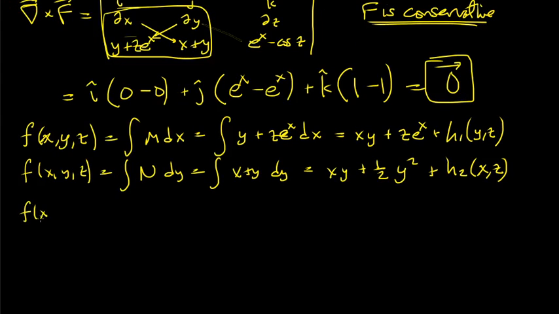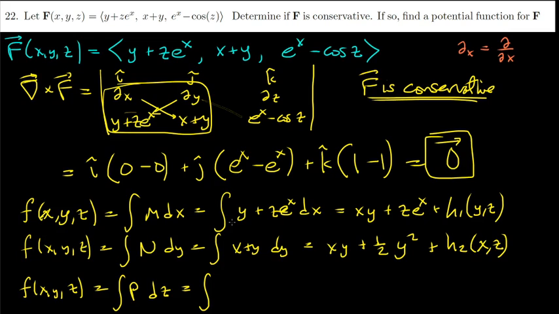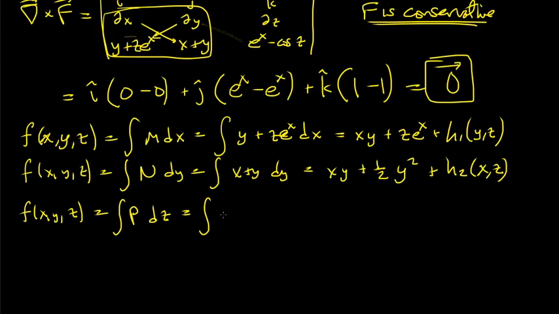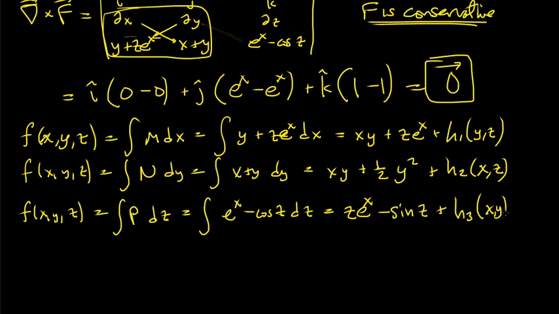And then we have one more integral to do. This is going to be the integral of p with respect to z. I forgot what p was. Oh, e to the x minus cosine z. With respect to z. So the derivative of sine is cosine, so I think we just get, sorry, z e to the x minus sine of z plus some function, say h3, of x and y. So somehow we have to match all these functions here, right?